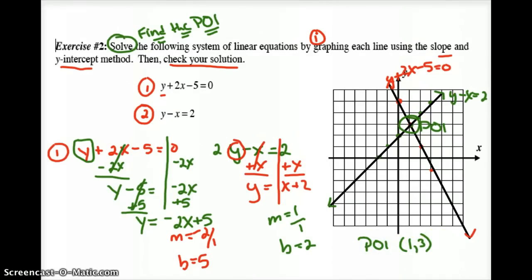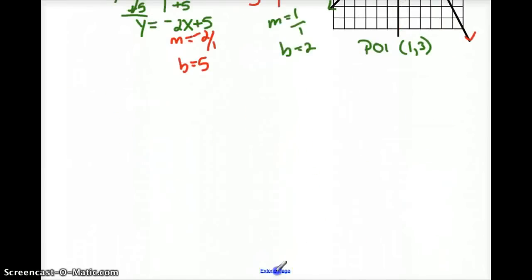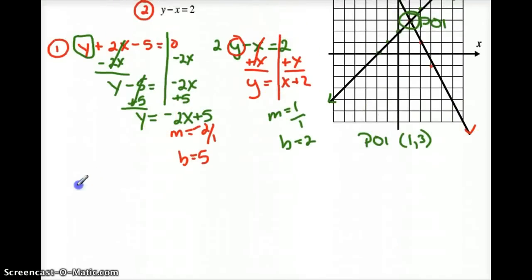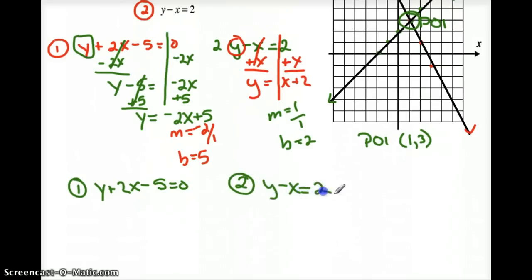The next part is to check it. So I'm just going to bring this down a bit. Okay, so to check it, we're going to rewrite each original equation. So one was y plus 2x minus 5 equals 0. And the second one was y minus x equals 2. In order to check this, we do not have to have y alone. And I want you to use the original equation, because if you made a mistake in getting y alone, you might catch it here. So we're going to use x equals 1, y equals 3.